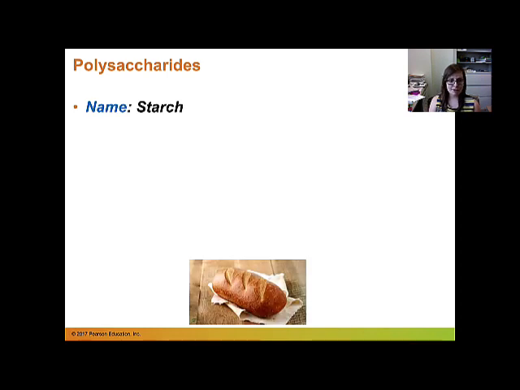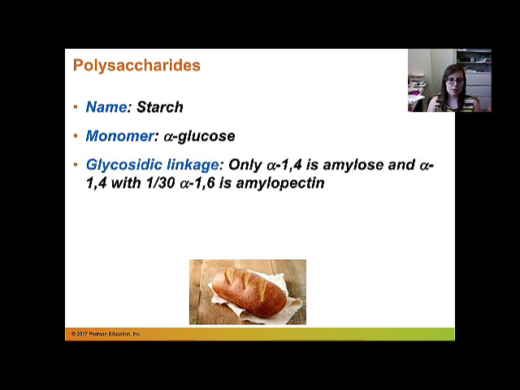So first we're going to talk about starch. Here's bread made of starch. The monomer in that polysaccharide is alpha glucose. And alpha glucose is linked to another alpha glucose via these alpha 1,4 glycosidic linkages, right? So just the ones we've been talking a lot about. And if all that's present is alpha 1,4 glycosidic linkages, that starch molecule is called amylose.